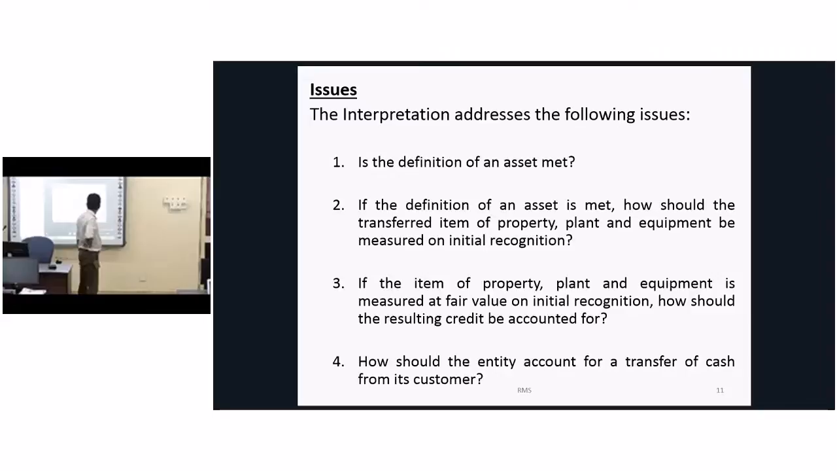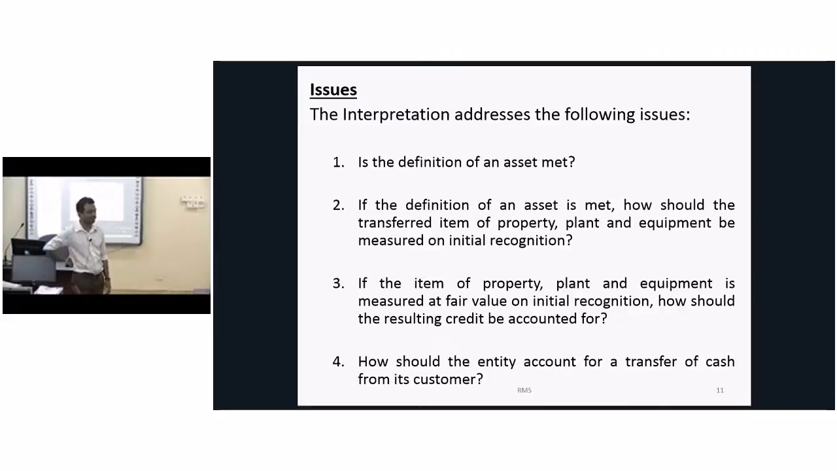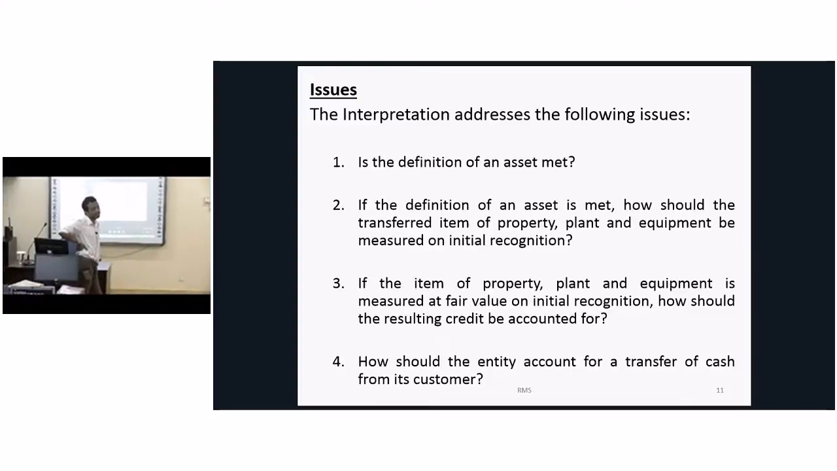What are the questions we are trying to discuss? Whether the asset definition is met. Receiver to make asset එකක්ද? We have to find an answer for that question. Now electricity board එකට make asset එකක්ද?